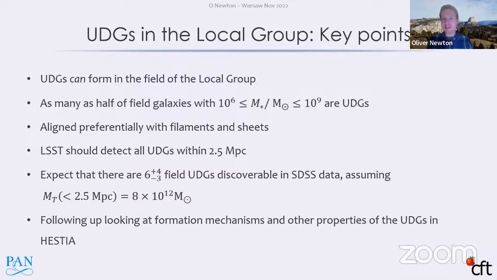So we're following up this work looking at formation mechanisms of the UDGs, which is an outstanding area of research within the field that hasn't reached consensus. There are several proposed ideas, but still far from reaching agreement. And that's being led by Salvador. So hopefully that will be coming out at some point in the next year.